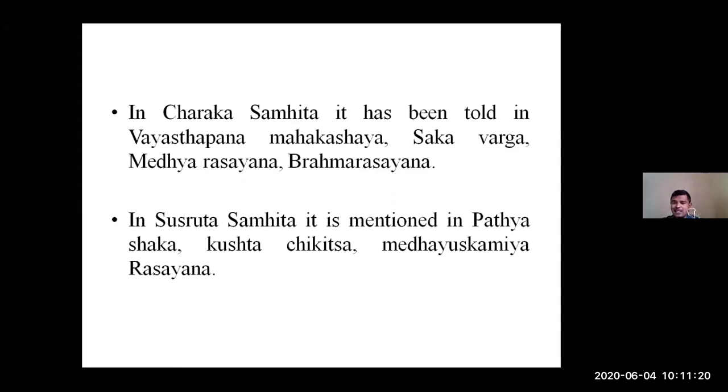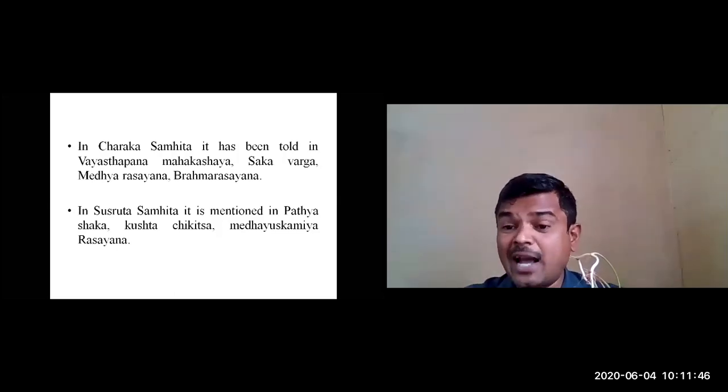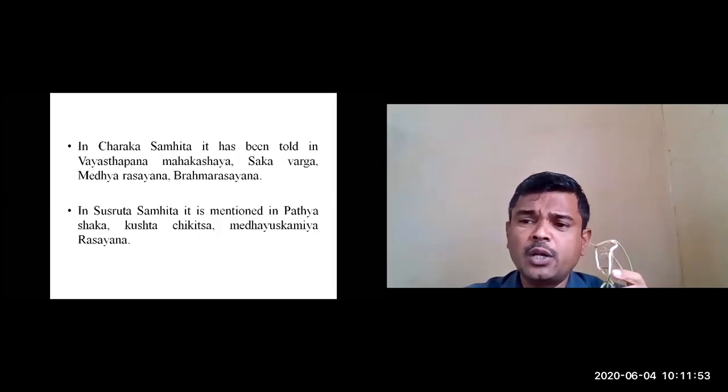Acharya Sushruta also mentioned it in Patya Shaka. Patyam pato anapetam yadyachoktam manasah priyam, which is best for the manas. That's why they used to like Patya Shaka, among the vegetable drugs. Apart from that, it is mentioned in Kushta Chikitsa and Medhya Ayushkamiya Rasayana, where Sushruta mentioned the utility of Manduka Parni.